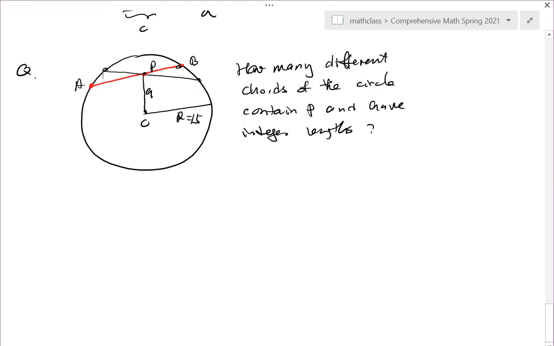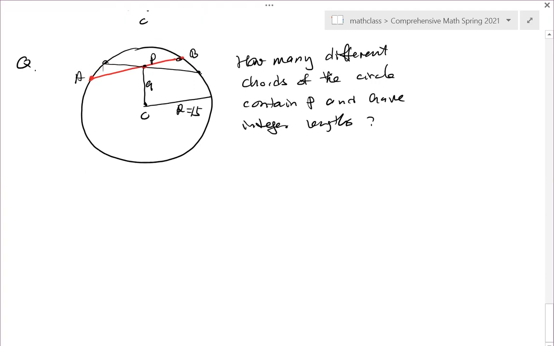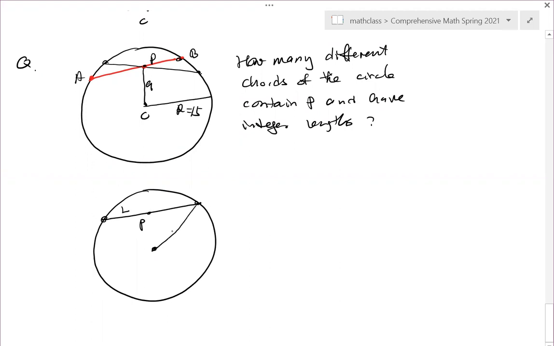What I want to say is that the length changes continuously. Then what is the shortest one? What is the longest one? Look at the picture again. This is the center. This is P. This is the shortest one. It's unique. Let's call this length L. We can figure out the shortest one.